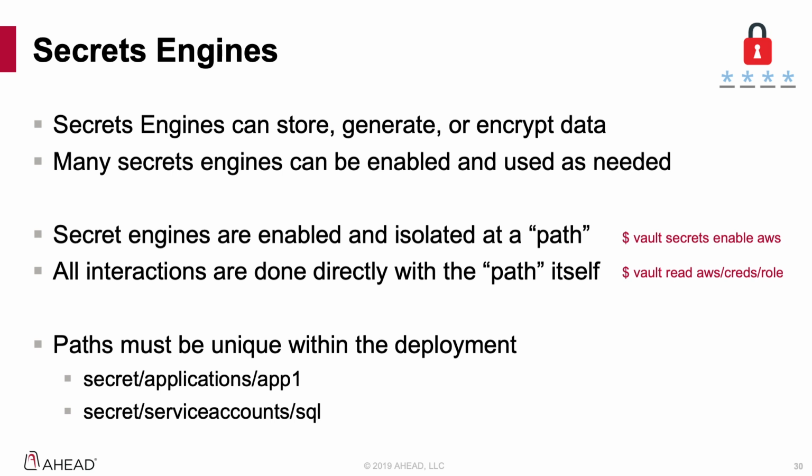So you can see an example there: secret/applications/app1, secret/service-accounts/sql. Those are two examples of paths that are unique and could exist within Vault. Again, you can have multiple paths of secret or multiple paths of secret/applications, etc. Oh, there's two examples real quick. On the left there in the red, I forgot I had that on there. That's just the command line to enable secrets. If you want to enable secrets, say AWS, vault secrets enable aws, pretty easy. All interactions are done with the path. As I mentioned before, vault read aws/creds and then the role. That's how you would generate credentials for AWS.